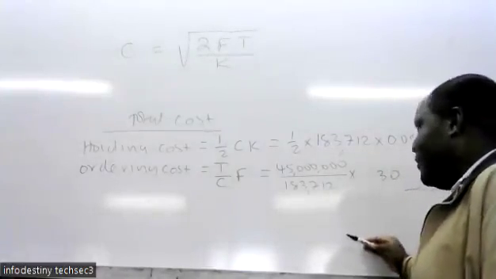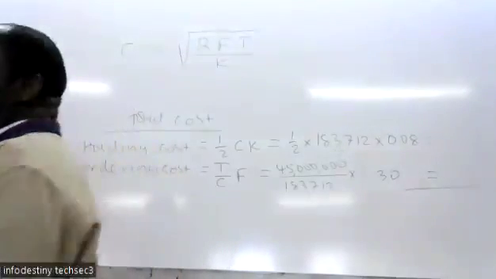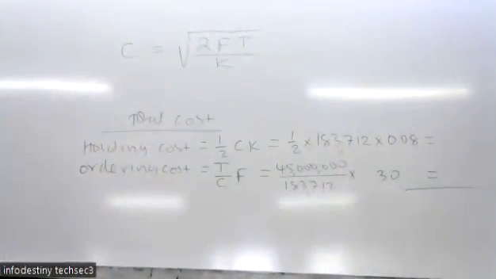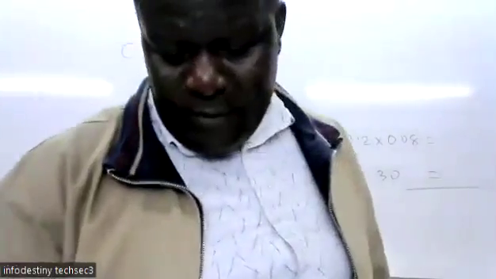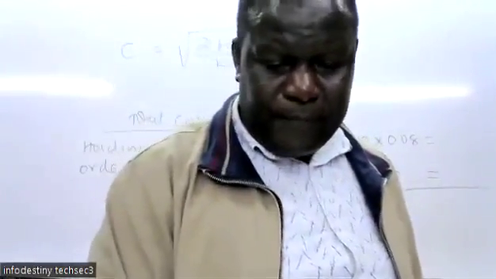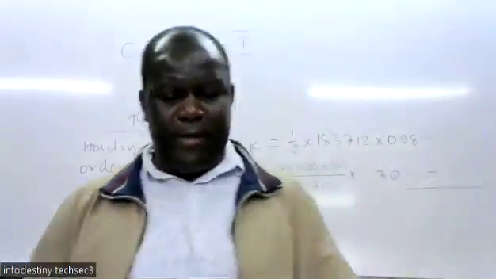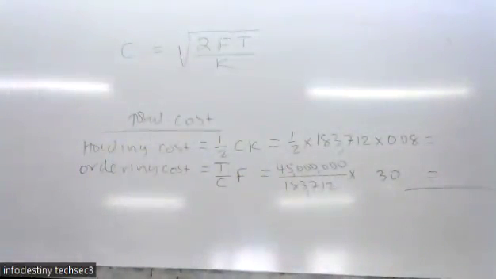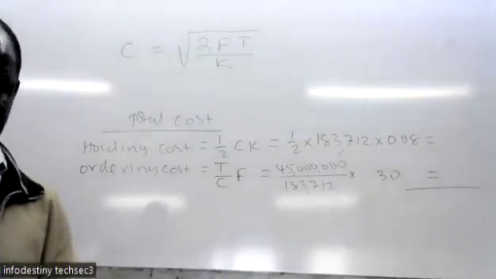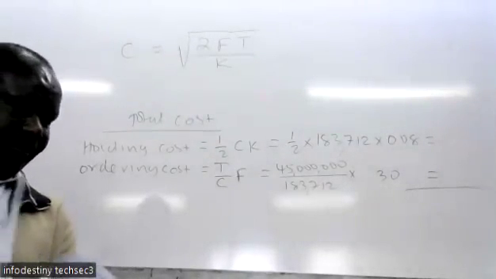At economic order quantity, ordering cost and holding cost will be the same. So those two figures are meant to be the same. Then you add them together. Maybe there is a small rounding off, but the two figures should be the same.